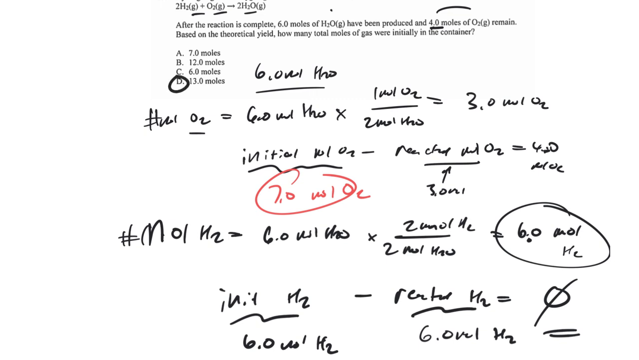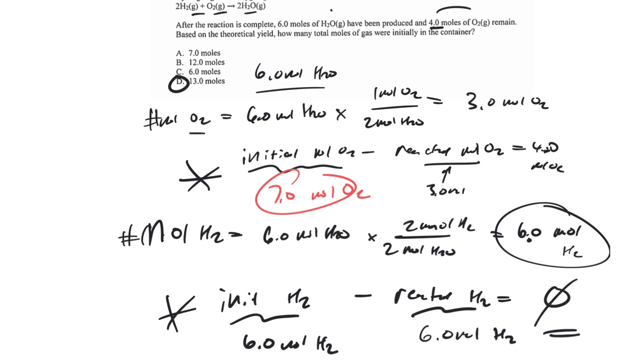Tricky question, but it's tricky in the sense of thinking through the dimensional analysis. I think the tricky part is just knowing how the initial and the reacted connect to each other. When we're producing the water, we're trying to figure out how much reactant had to be consumed. In order to have consumed the reactant, it had to be present.